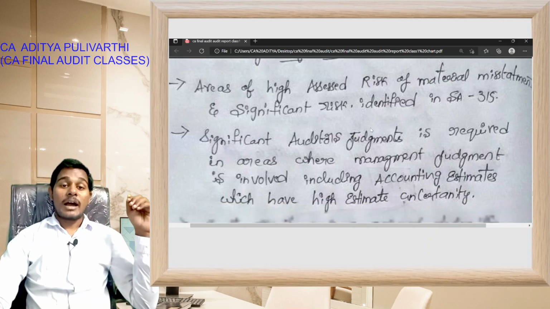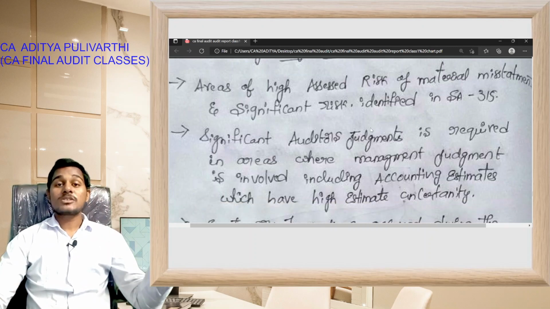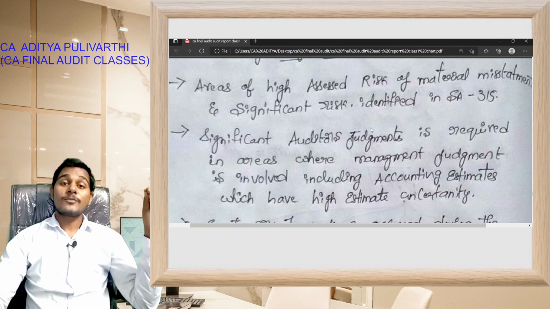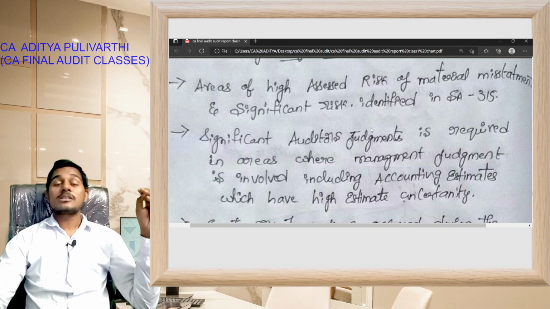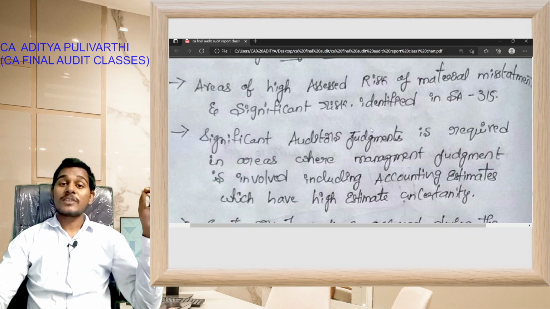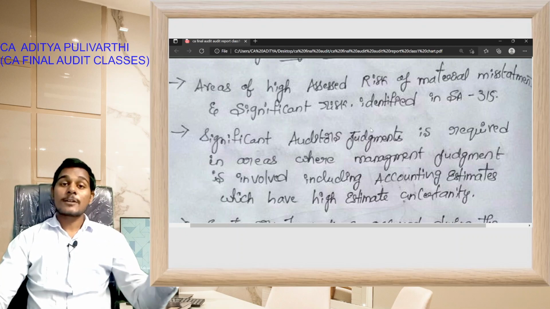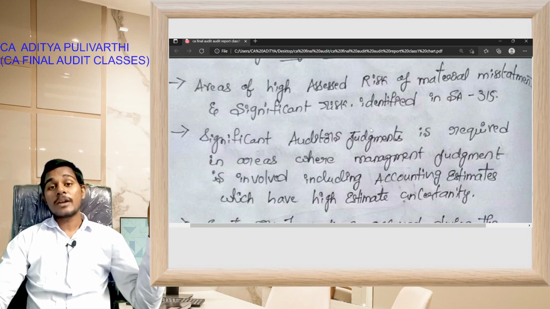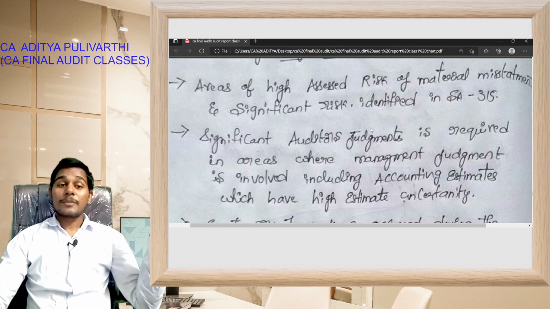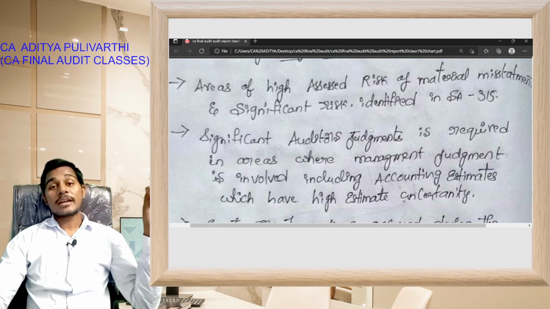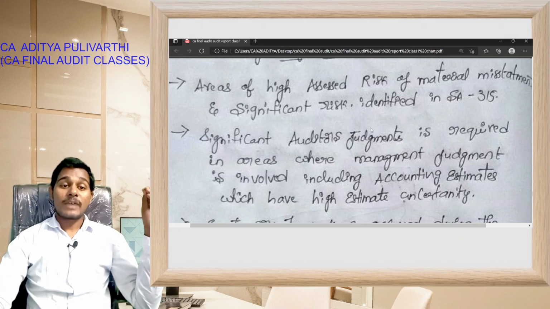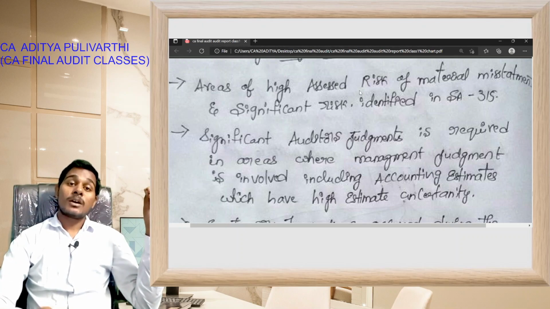Areas of high assessed risk of material misstatement, or significant risks identified under SA 315. See students, according to SA 315, the auditor will check areas of high assessed risk through risk assessment procedures. By performing the risk assessment procedures, the auditor will identify assessed risk of material misstatements and significant risk. By having this factor, the auditor can confirm the matters are significant matters.